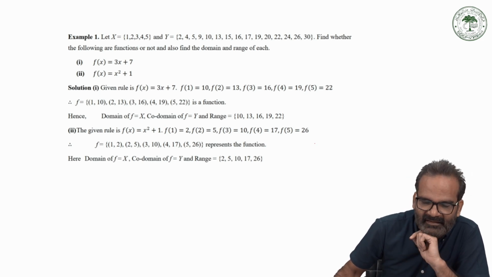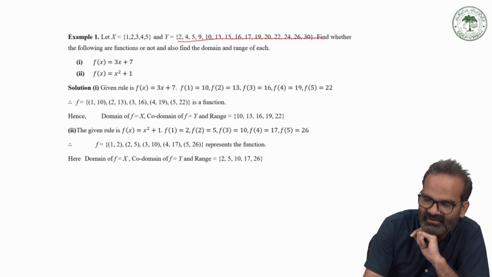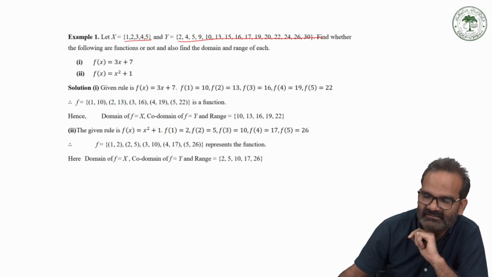Let here x = {1, 2, 3, 4} and y = {2, 4, 5, 9}. This is our set y. This is our set x, right?